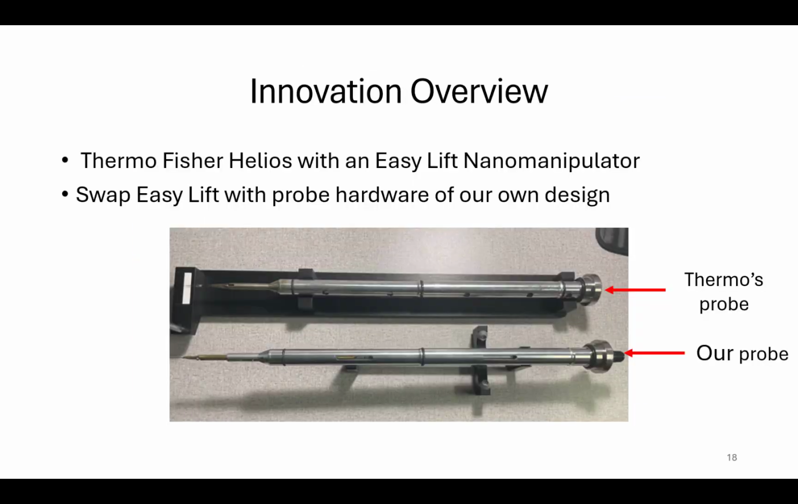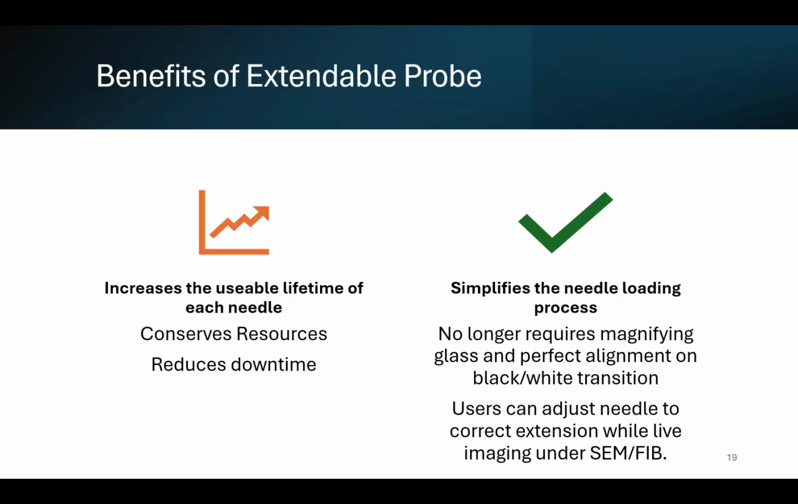Great. So now you've seen it in action. We have a Helios 600i, and it came with an EasyLift nano manipulator, so we just took that rod out and replaced it with a rod of our own design. And this is a really simple invention that's already ended up saving us tons of needles and time that would have been spent venting and pumping the tool.